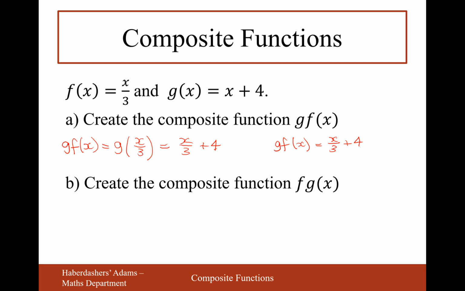And doing it the other way round now, fg of x, well, I'll leave the f alone at the start and I'll do the g first because that's nearest the x letter. So it's going to be x plus 4 in the brackets. And now I'm going to put x plus 4 as algebra into the f function. So in it goes, replace it with the letter x, and it's going to be x plus 4 divided by 3. And that's the answer to part B. fg of x equals x plus 4 divided by 3.